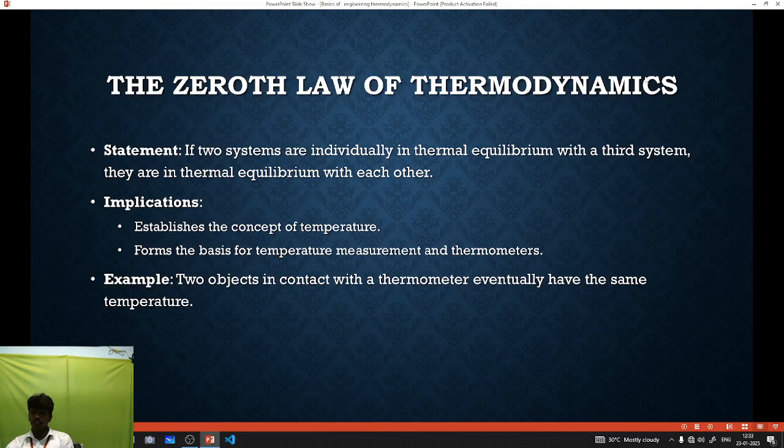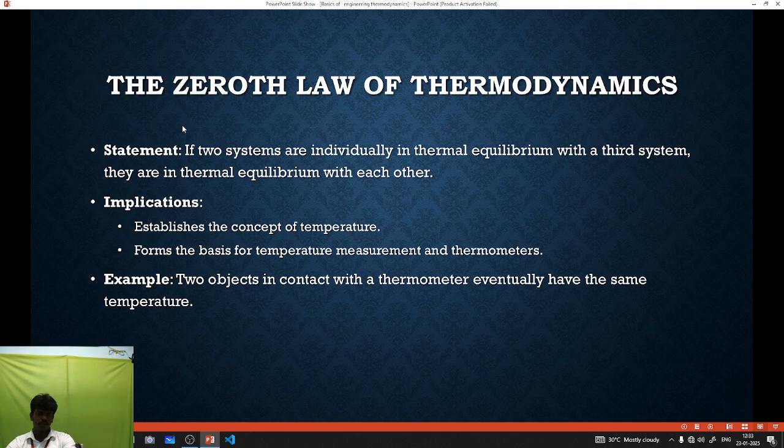The zeroth law of thermodynamics: if two systems are individually in thermal equilibrium with a third system, they are in thermal equilibrium with each other. Take three systems A, B, C, or take two cups of tea. One is cold coffee and another one is hot tea, or hot coffee, either way, and a room. These three systems are: first, system A is a room, system B is a hot coffee, and system C is a cold coffee. These temperatures are entirely different from each other.